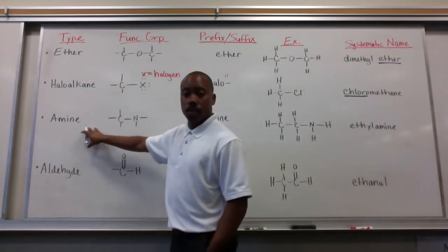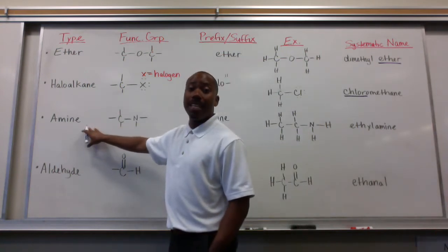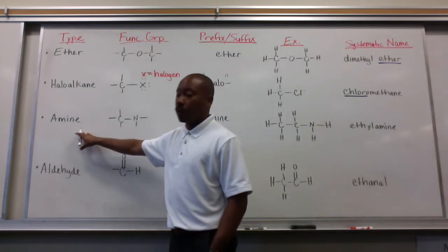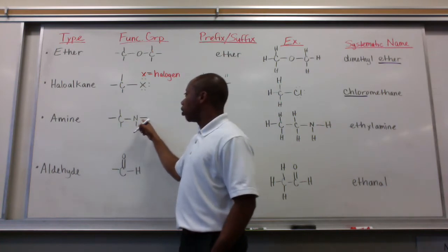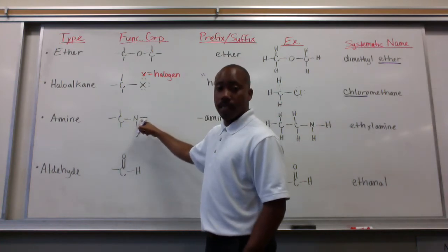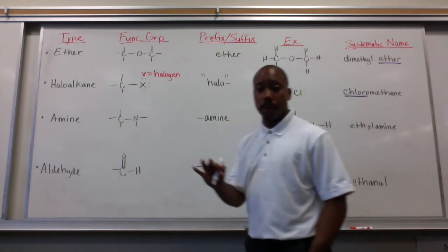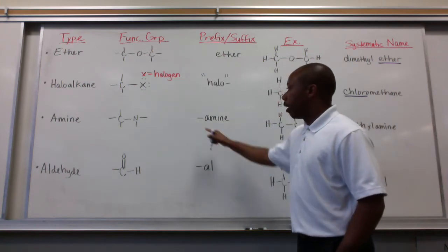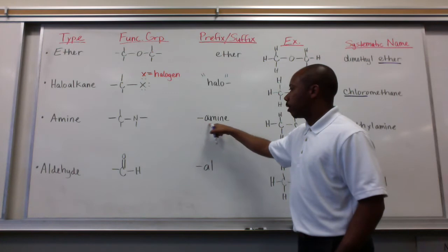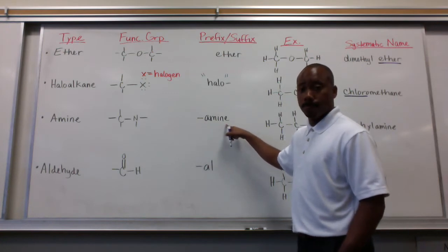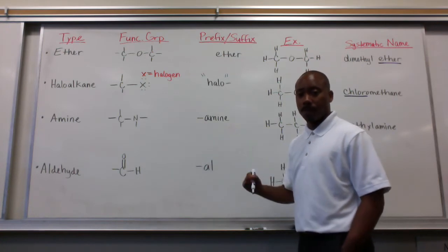Our next functional group is an amine. For the amine functional group, we have carbon single bonded to a nitrogen. And the nitrogen is going to branch out twice. Nitrogen is going to make 3 bonds in this case. And our suffix is amine. Pretty simple suffix to remember.